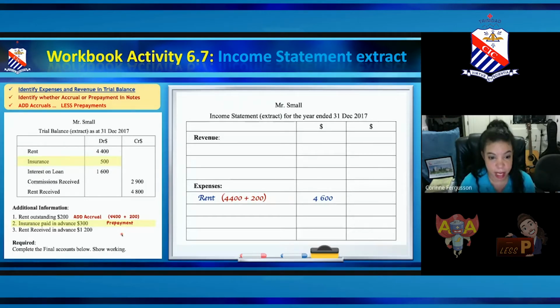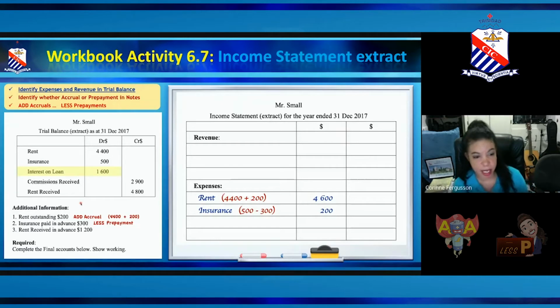You less the prepayments. So what you do, you simply go into your income statement. What is insurance? Insurance is an expense. So you will go under expense, as you see right there. Always put your working. So your working would be the amount in the trial balance less the prepayment. And how much is your prepayment? 300. So you put that working, and 500 minus 300 gives you 200. Simple. Move on.